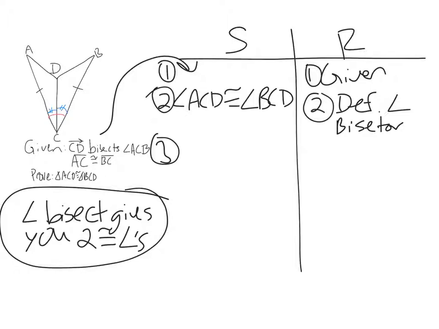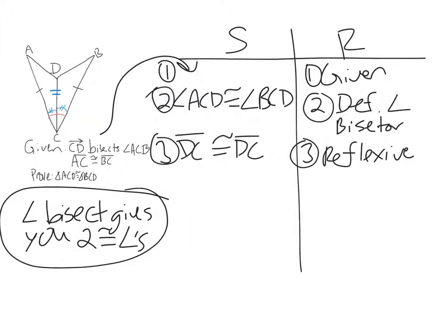Okay, so I've got two congruent angles, and I've got two congruent sides. So I either need another two congruent angles or another two congruent sides. If you remember from the first half of this chapter, the reflexive property would give me DC congruent to itself. So let's state that. DC is congruent to DC, and my reason would be the reflexive property.